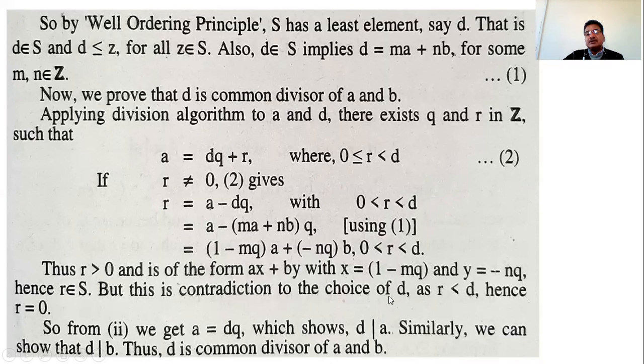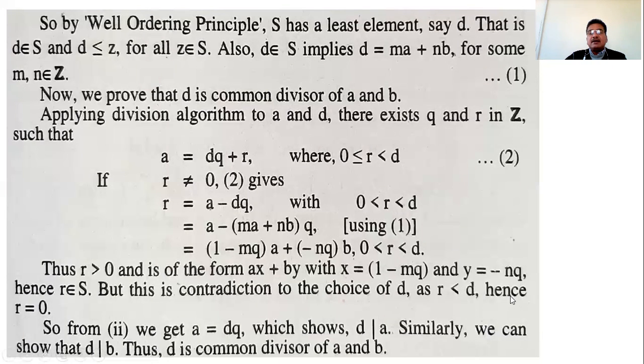But this is a contradiction to the choice of D, because D is the least element of S, which means there is no element in S which is strictly less than D. All the elements of S are either greater than or equal to D. No element in S is strictly less than D. But here we have the element R which is strictly less than D, and this is a contradiction to the choice of D. This is not true, because D is the least element.